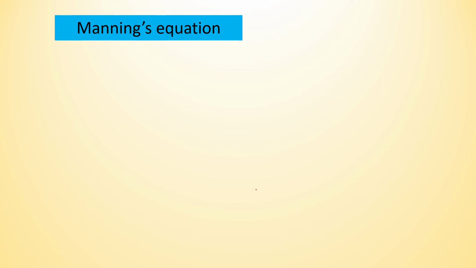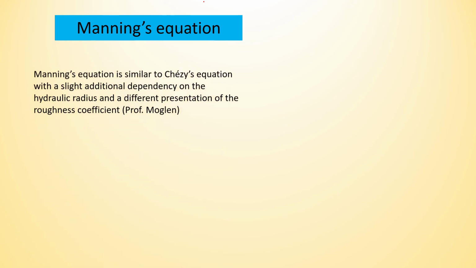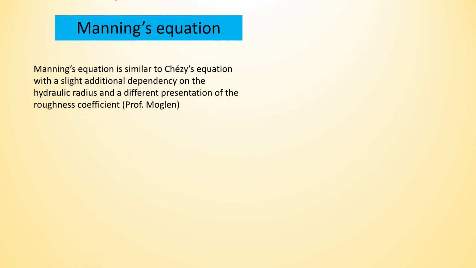After knowing about Chezy's equation, now we are going to look at Manning's equation. If you still remember, Manning's equation and Chezy's equation explain the friction that occurs in uniform flow of open channel. Manning's equation is similar to Chezy's equation with a slight additional dependency on the hydraulic radius and a different presentation of the roughness coefficient. This is from Professor Moglen, from the textbook. So he explained it like this.